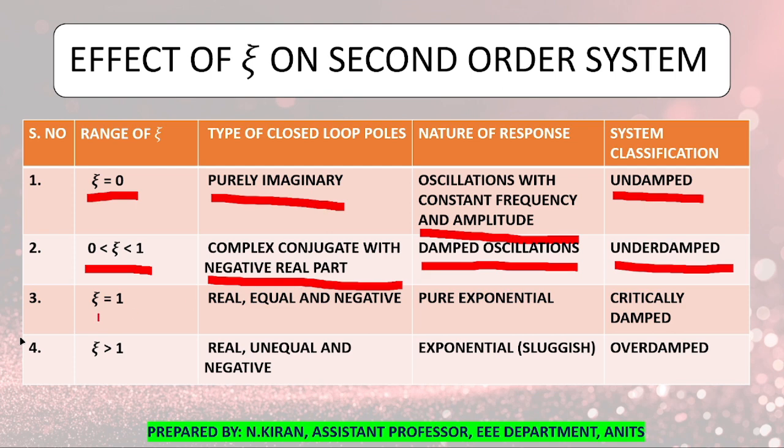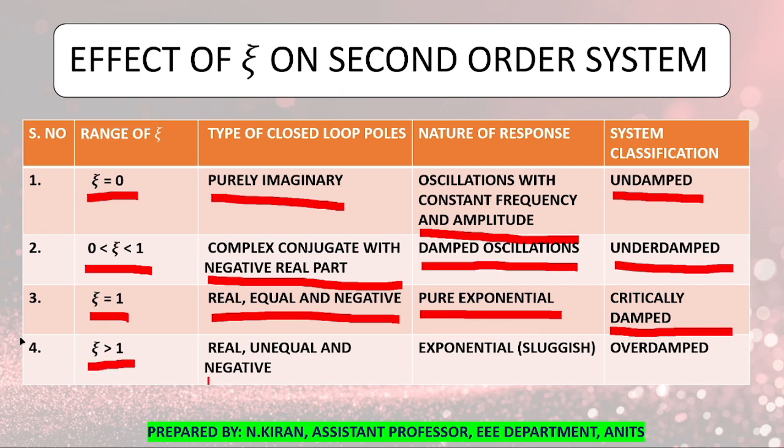If zeta is equal to 1, the closed loop poles are real, equal, and negative. The nature of response is purely exponential, and I can classify that as a critically damped second order control system. And the fourth case, if zeta is greater than 1, the closed loop poles are real, unequal, and negative. The nature of response is exponentially sluggish, and I can classify that as an overdamped second order control system.